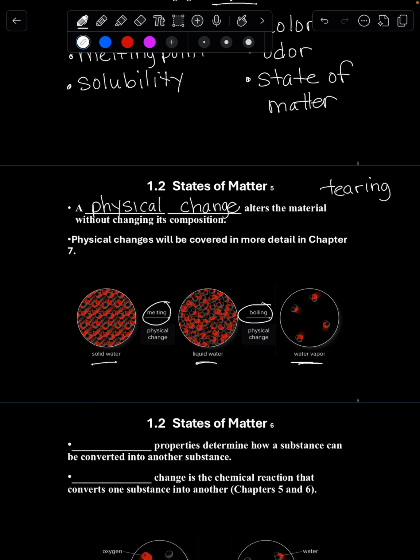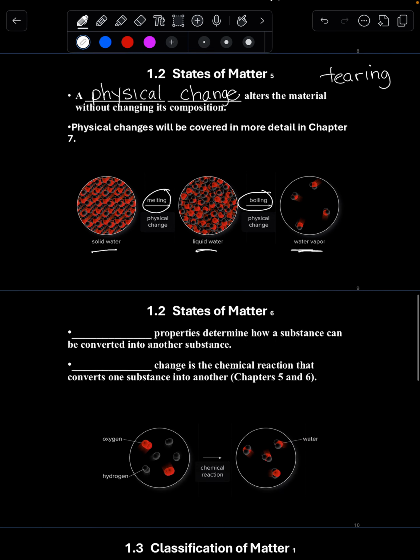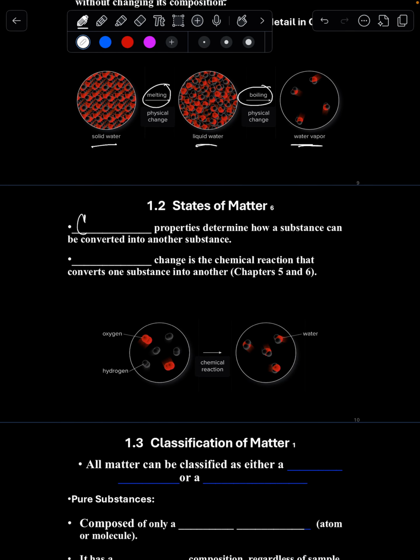Next, we want to briefly look at chemical properties. A chemical property determines how a substance can be converted into another substance. And then we have chemical change. This is actually the reaction that converts one substance into another, and we'll spend a lot of time talking about that in later chapters. The picture that you see here is oxygen gas and hydrogen gas. They're put together and chemically combined. A chemical reaction takes place and it turns into water. That's an example of a chemical change.